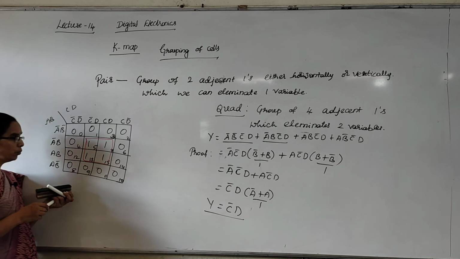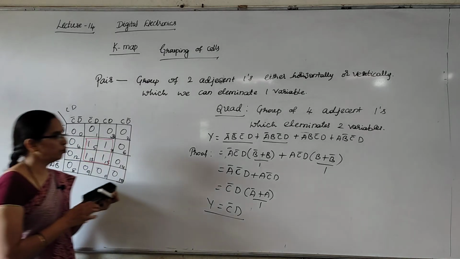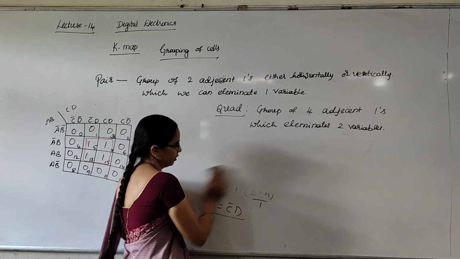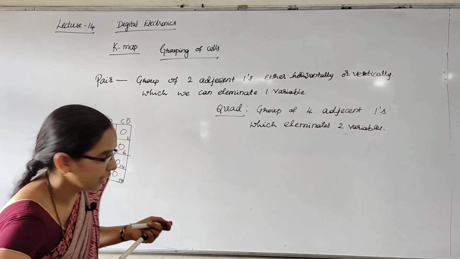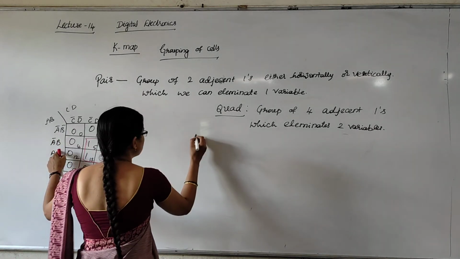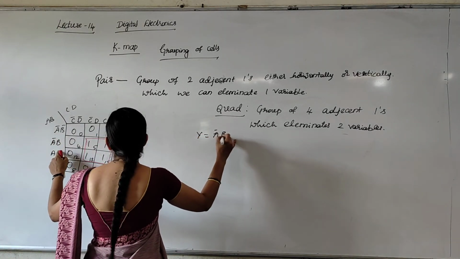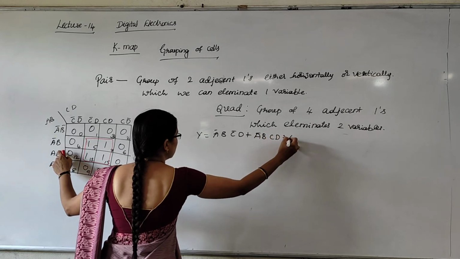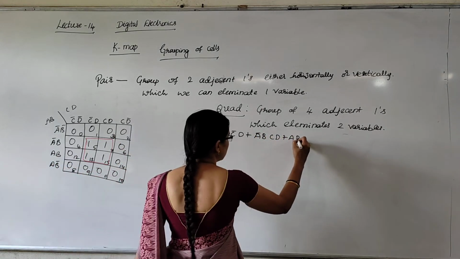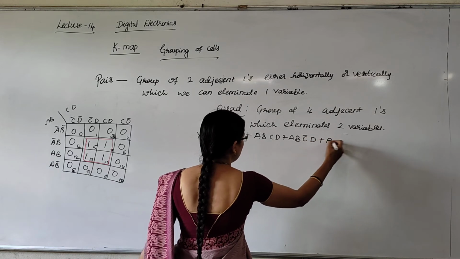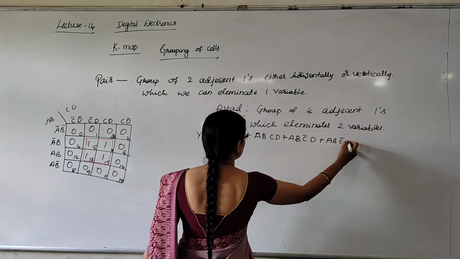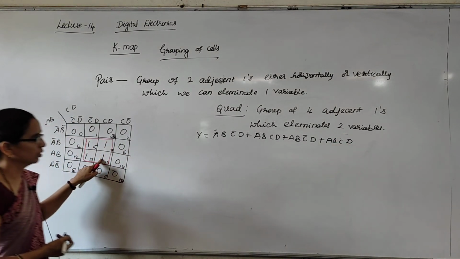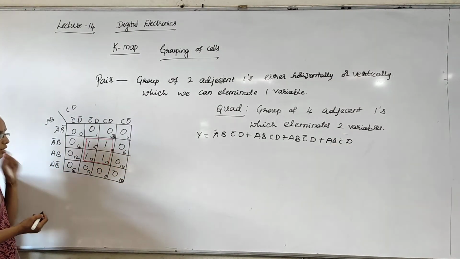In this, how to write? I will write both the Boolean expression and the K-map simplified expression. The Boolean expression is y is equal to A bar B C bar D, A bar B C D, A B C bar D, A B C D. This is the Boolean expression.